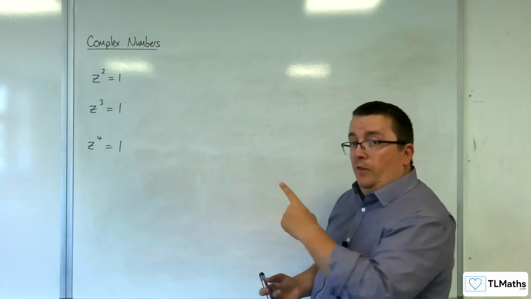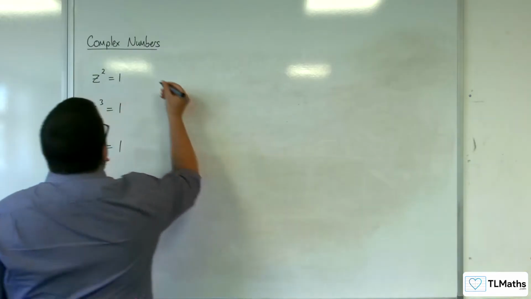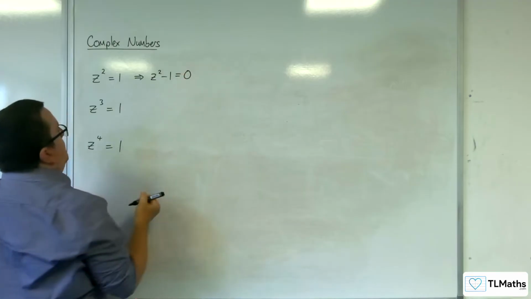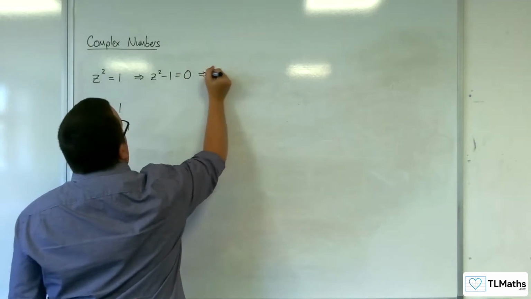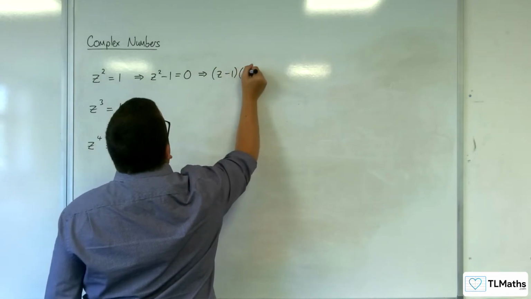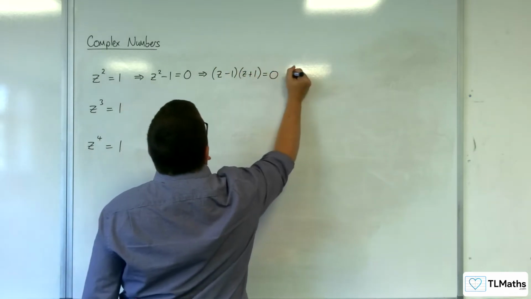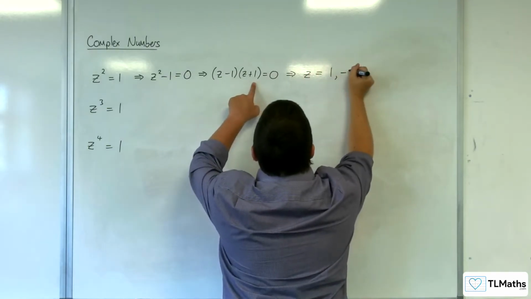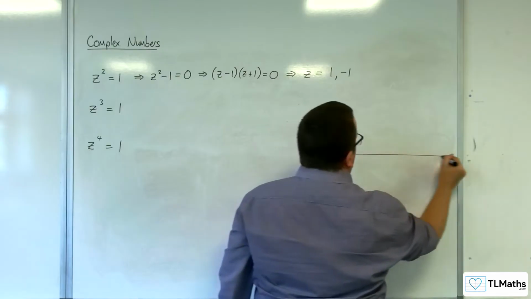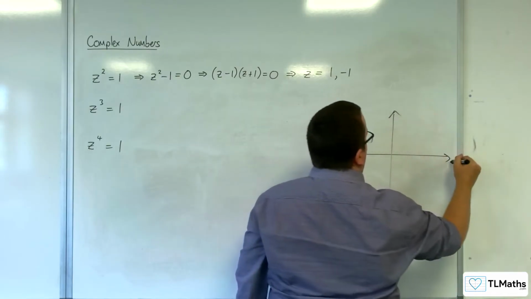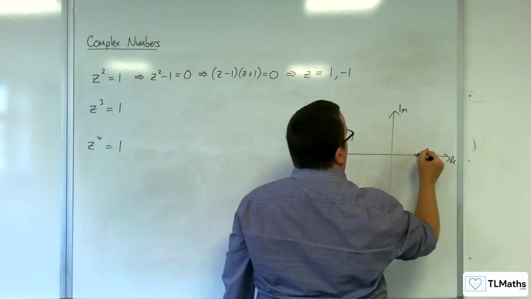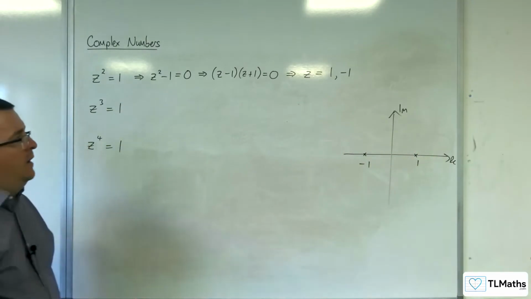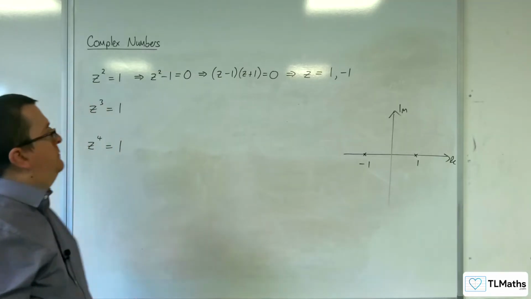So starting off with the first one, Z squared equals 1. I'm just going to subtract 1 from both sides, and then of course this factorises to Z minus 1, Z plus 1 equals 0. And so of course, we have two roots, 1 and minus 1. So on an Argand diagram, they would look like this, 1 and minus 1 on the real axis. So that's your first one, nice and straightforward.